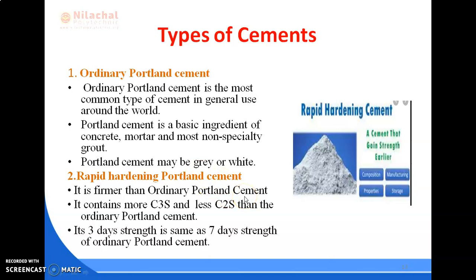Next is rapid hardening Portland cement. It gains strength faster than ordinary Portland cement, and it contains more C3S, that means tricalcium silicate, and less dicalcium silicate than OPC. Generally its 3 days strength is the same as the 7 days strength of OPC. So these are some characteristics of rapid hardening Portland cement.